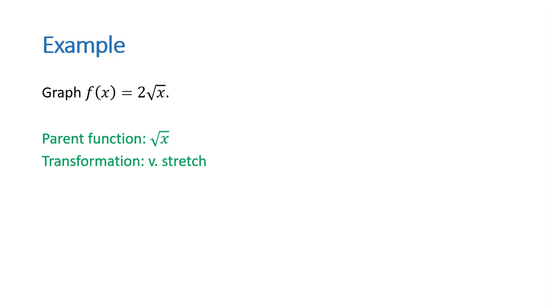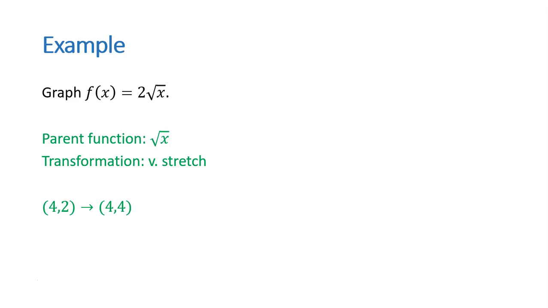So one of the points on the original parent graph would be the point 4, 2. So if we take the square root of 4, we get 2. 4, 2 is a point on the graph. The point on the new graph is going to be 4, 4. So we take the old y-coordinate and now we're doubling it. We're taking double the distance from the x-axis. We're taking a vertical stretch so that we're double the distance away.